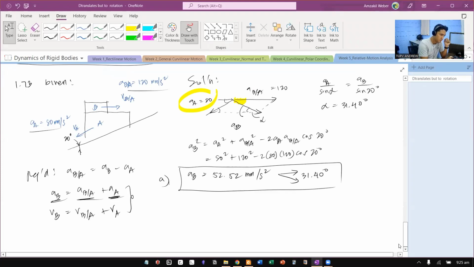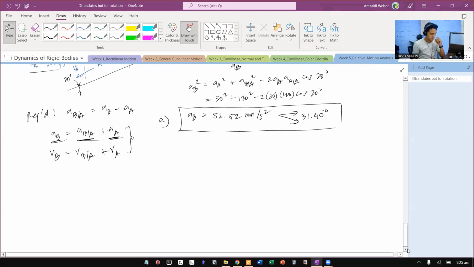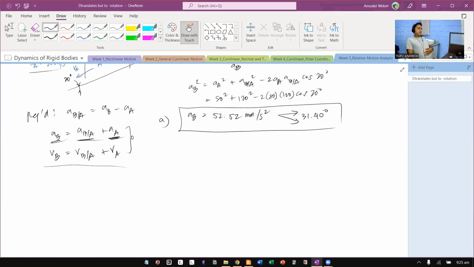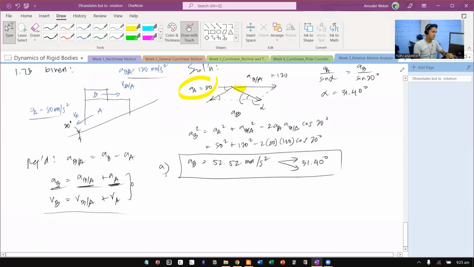Okay, so let's continue. Time t equals 3 seconds. We can use this relative motion equation in order to get the velocity of B. We need the velocity of A and the velocity of B with respect to A at time t equals 3 seconds. That is what we need. Once we have the values for that time, we plug them in, at time t equals 3 seconds.